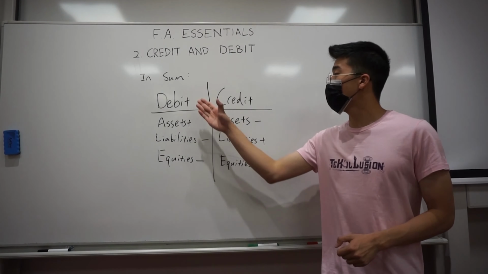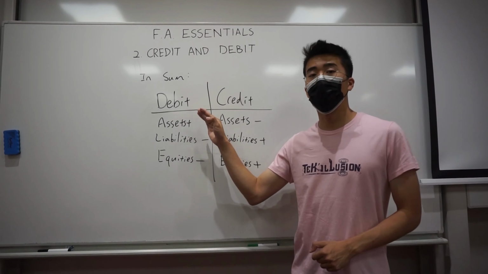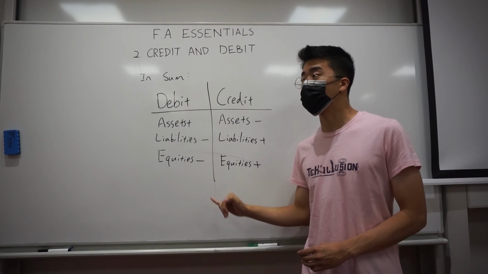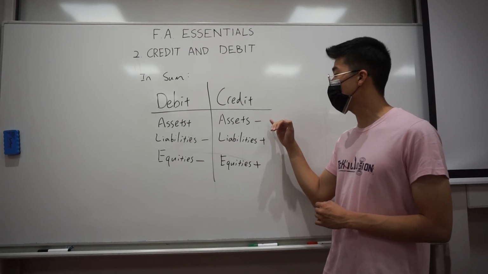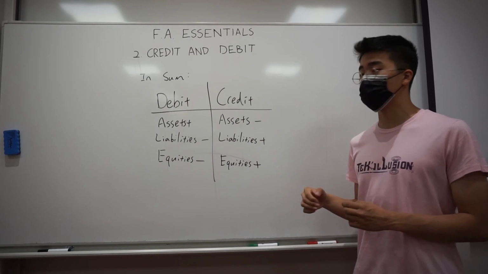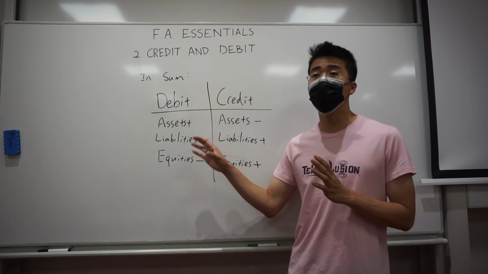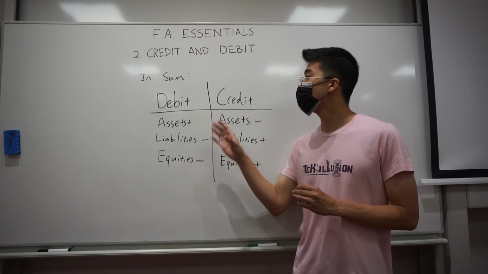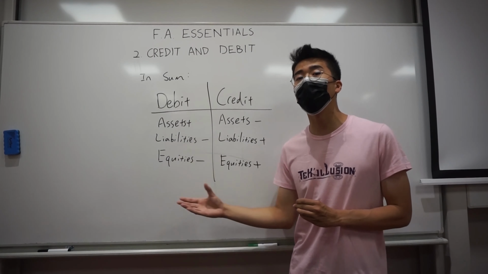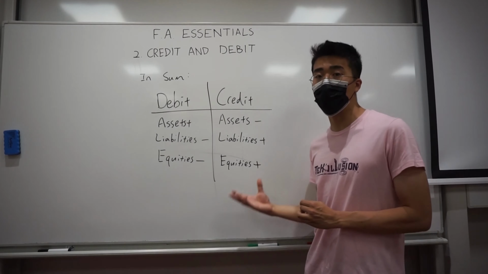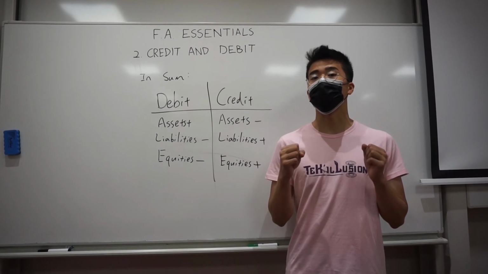To summarize, debiting causes an increase in total assets and a decrease in total financing, whereas credits will cause a decrease in total assets and an increase in total financing. Whenever a transaction occurs, no matter how many accounts are being debited, the amount that's being debited will always equal the amount that's being credited in order to keep the balance sheet balanced.